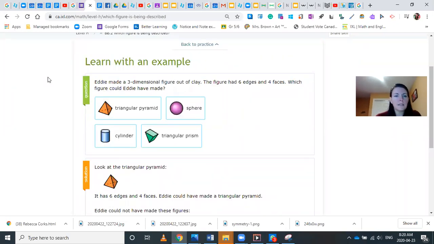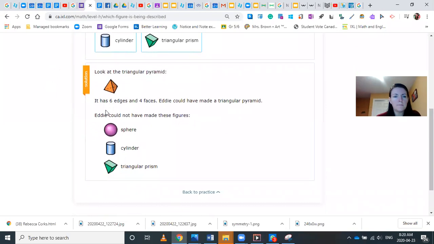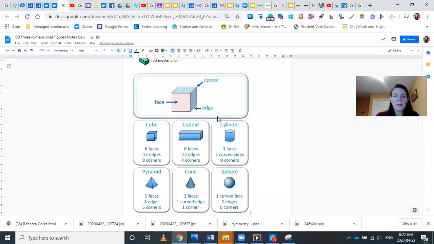All right, so it says to learn with an example. Let's look at this information over here. If you're looking at this shape, we're looking at edges and faces. What we need to do is try to identify what is a face, what is an edge. I have added this picture into your notes, and it shows you what everything is. You have a face, which is the flat side of your shape. The corner, another word for that is a vertex. That is the point. And the edge is that long line between two points.